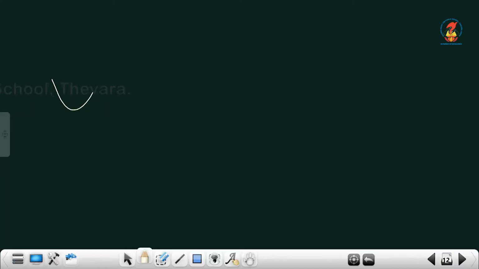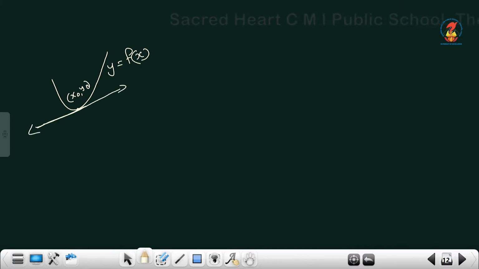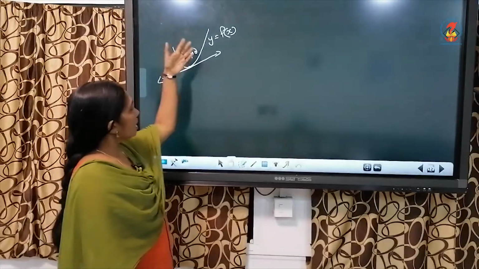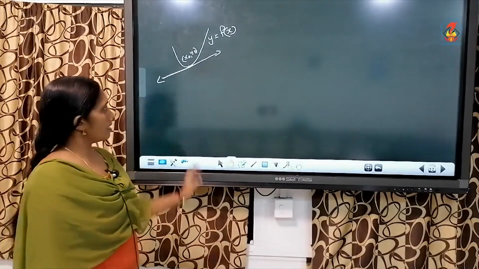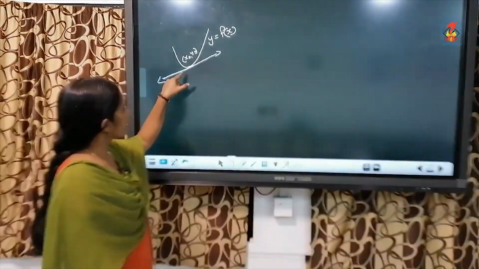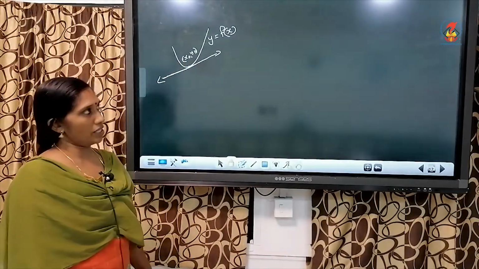Suppose let this be the curve y is equal to f of x. Then let this point be (x0, y0). Let a tangent pass through this point. What do you mean by tangent? Tangent is a line passing through a point. So for this curve we can draw so many tangents. Let this be one tangent. It passes through the point (x0, y0).